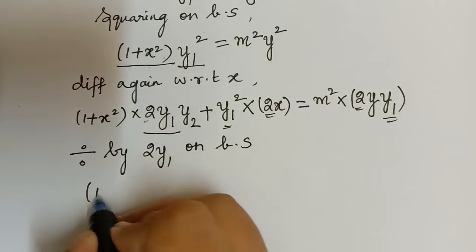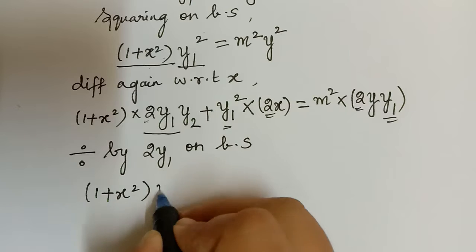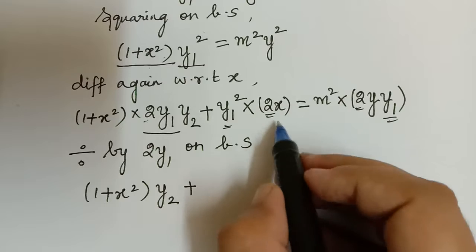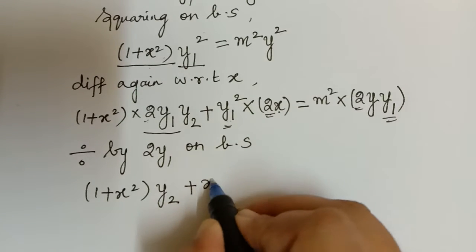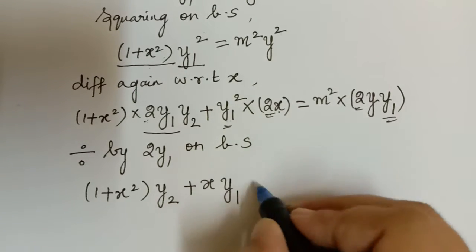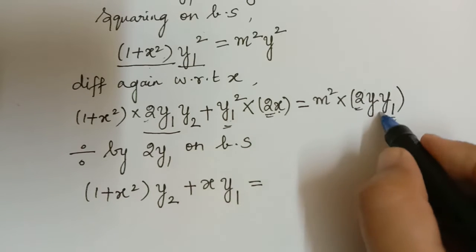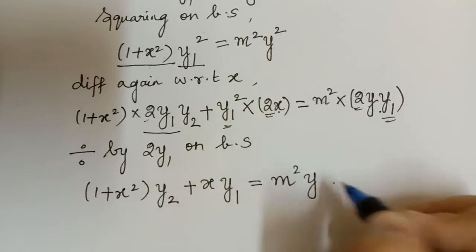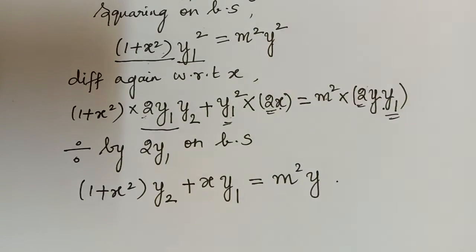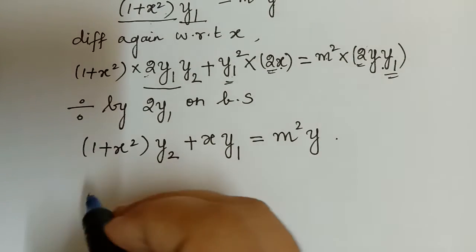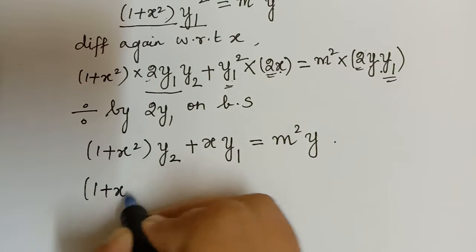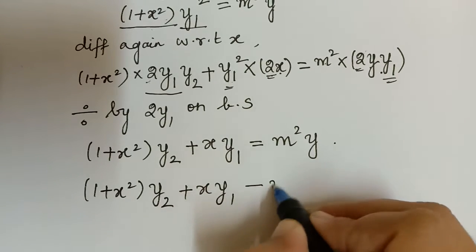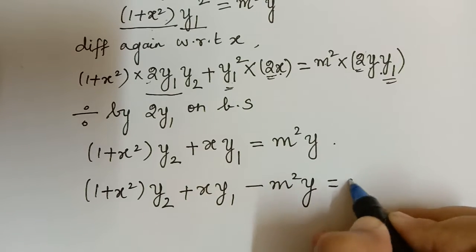What do we get? (1 + x²) y2, and then plus, here 2y1 will go, so we will have x y1, equal to, here also 2y1 will go away, so we will have m squared y left out. Now we will bring this m squared y to the left hand side. So it will become (1 + x²) y2 + x y1 − m² y = 0.